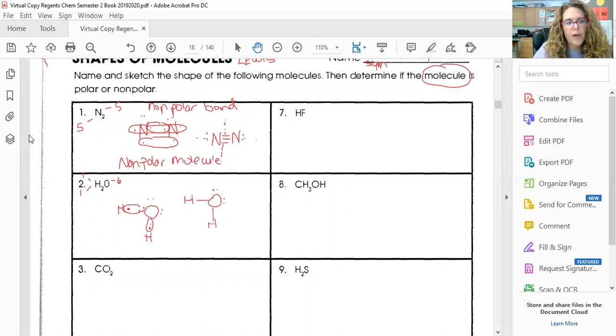So here I have a polar bond, right, between the oxygen and the hydrogen, two different nonmetals, right, two different electronegativities. And so since this is asymmetrical, this is going to be a polar molecule.